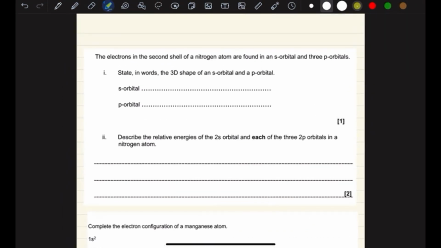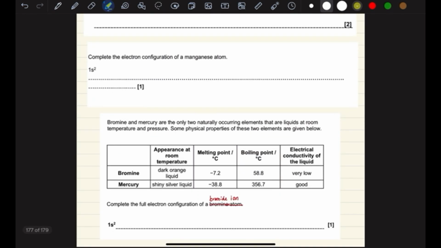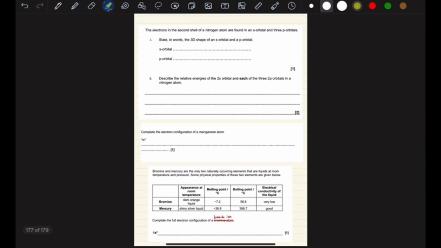Now, the first question is asking you for the shape of your S and P orbital. And then what we're going to talk about is the relative energy from 2s to 2p in a nitrogen atom. Specifically in a nitrogen atom. So get out your periodic table, look for nitrogen. Yeah? That one's going to be a bit more complex, but we'll explain it in the answers. And then just electron configurations, yeah? We've got a manganese atom and a bromide ion. Had to change the question, it wasn't on the mark scheme. So have a go at that. Those are your 3 or 4 questions to try now.